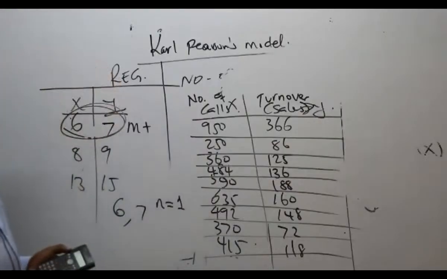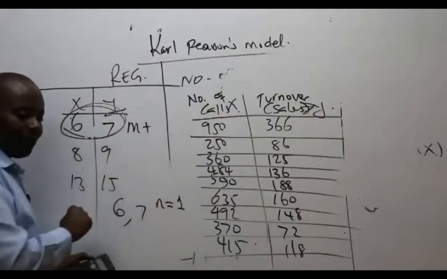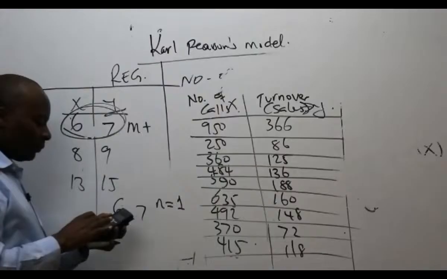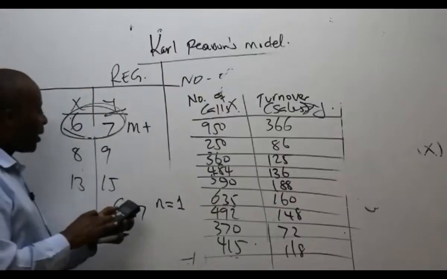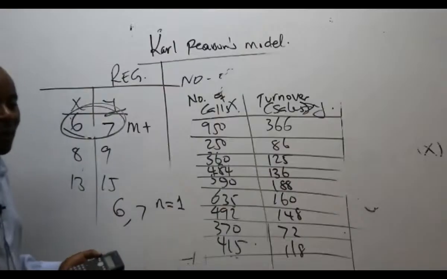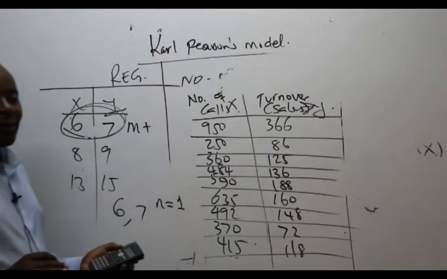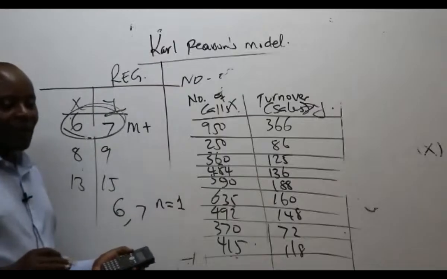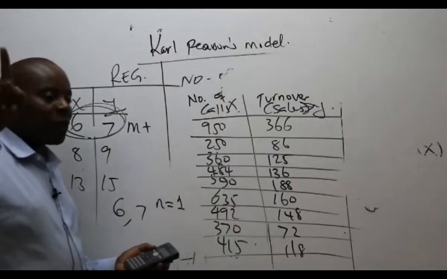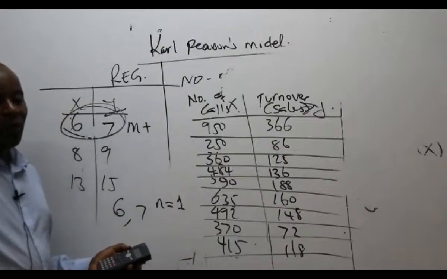Ladies and gentlemen, that straight away calls you to enter the second. So utakuja useme 8,9. Alafu unasema M plus. Is there somebody who has been told that this time round N equals 2? Thank you very much, Maureen.